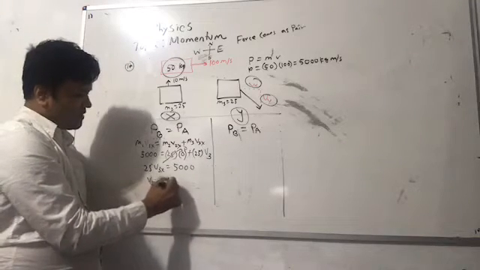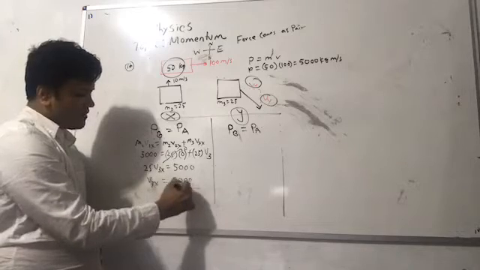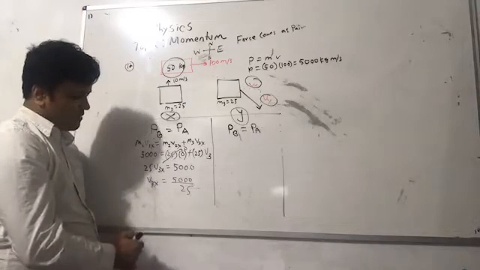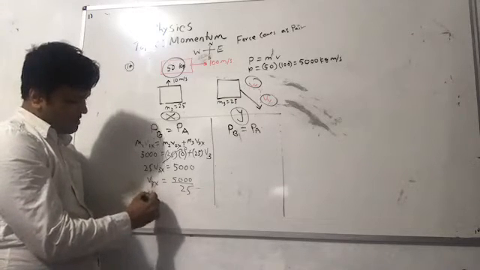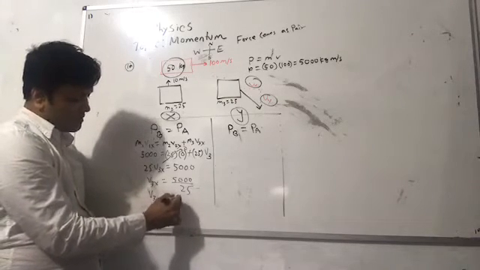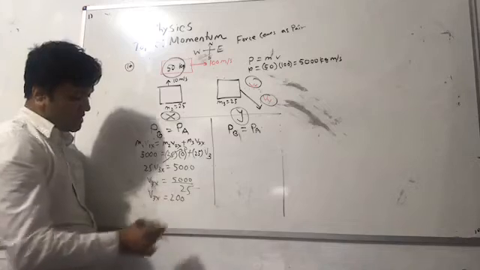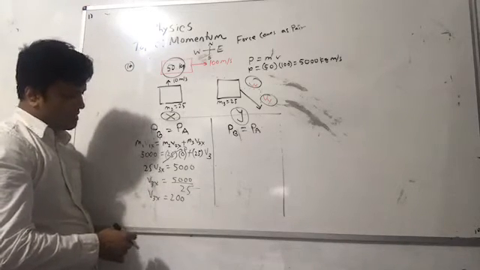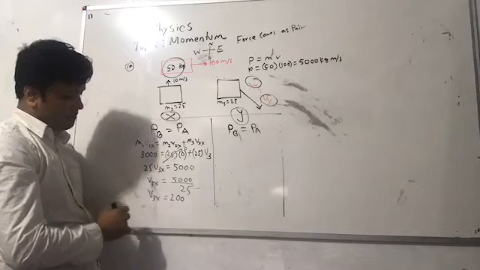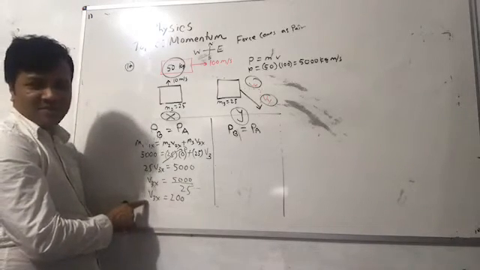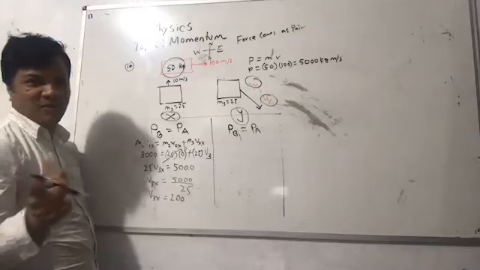v3x is equal to 5,000 divided by 25. 5,000 divided by 25, I believe, is 200. So this time I'm not going to check it by calculator because I'm kind of sure it's 200. 200 times 25 is 5,000. Okay. So x component is 200. Now let's find y component.